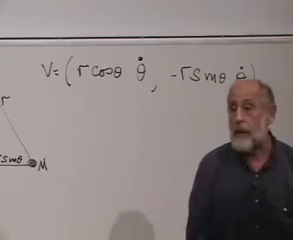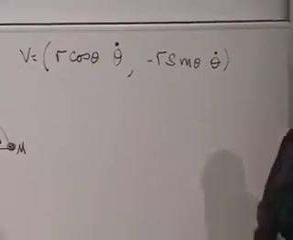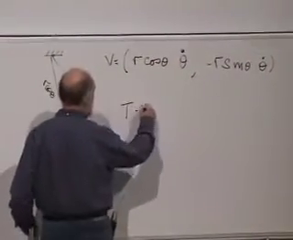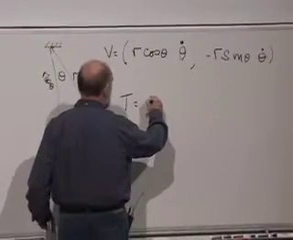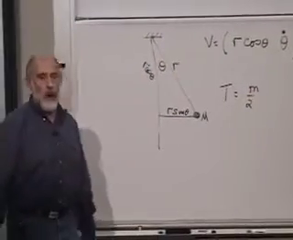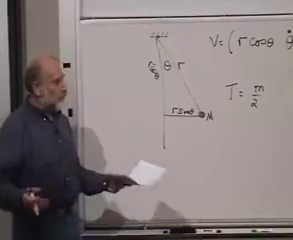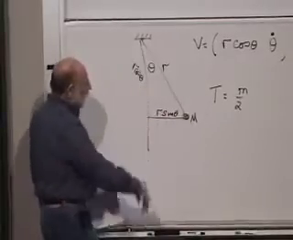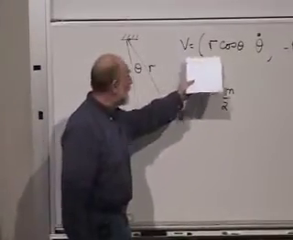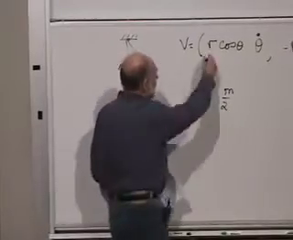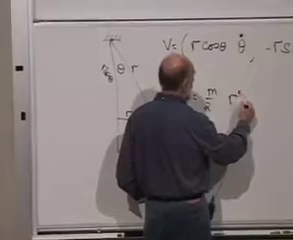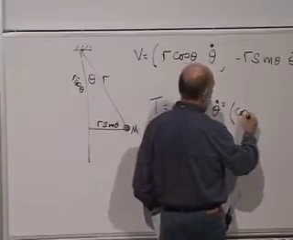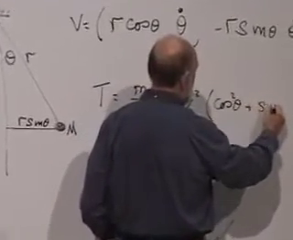And now if we want the kinetic energy, we just have to write 1/2 mv squared. So the kinetic energy, T, is just 1/2 the mass times the sum of the squares of the components of the velocity, Vx squared plus Vy squared. These are components of the velocity in two perpendicular directions. The total speed squared is the sum of the squares. And what is that? That's going to be r squared, theta dot squared, times cosine theta squared plus sine of theta squared.